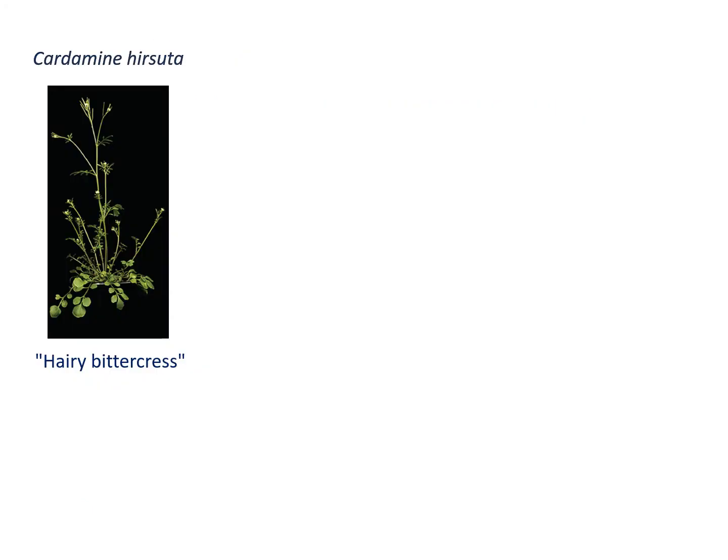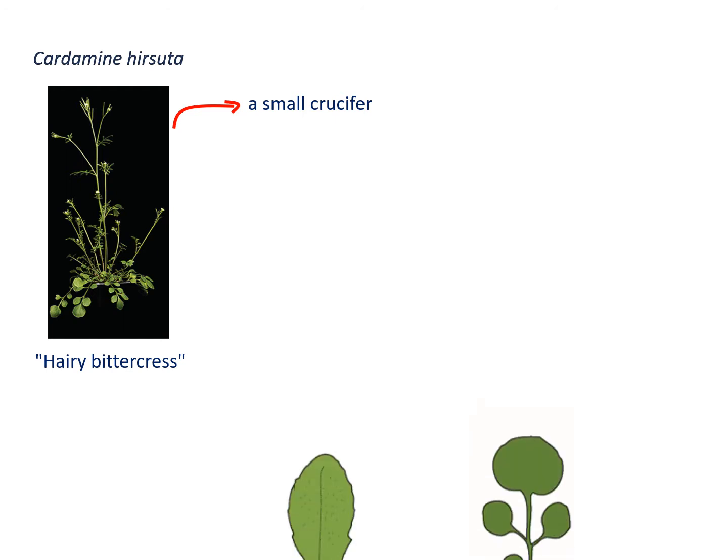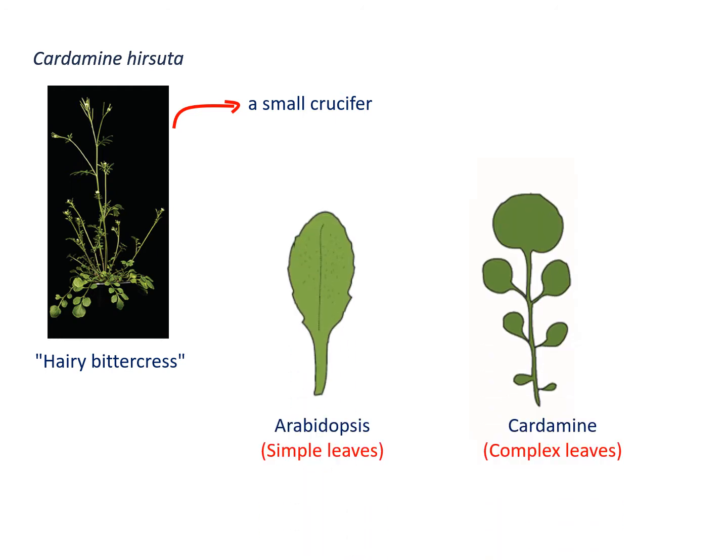We work with Cardamine hirsuta in our lab, which is commonly known as hairy bittercress. It is a small crucifer related to the model plant Arabidopsis thaliana. Arabidopsis thaliana has smooth, simple leaves, whereas Cardamine hirsuta has complex leaves divided into leaflets.